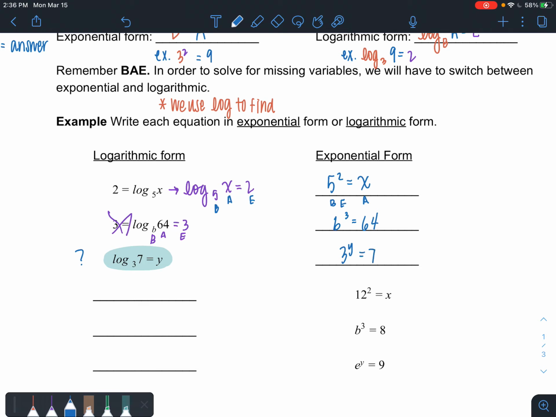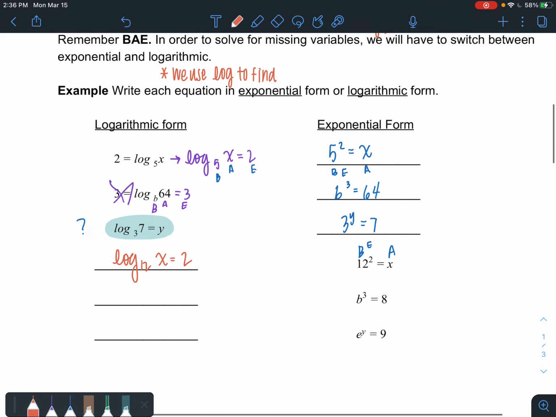All right, let's go the other way. So this is my base exponent answer. So I'm going to bay it. So I have log base 12 of x equals 2. It's log B-A-E, bay.